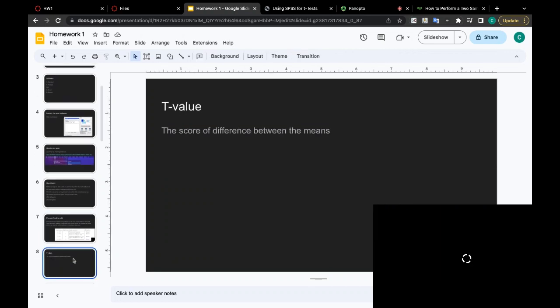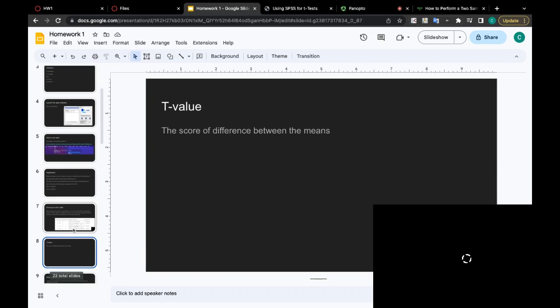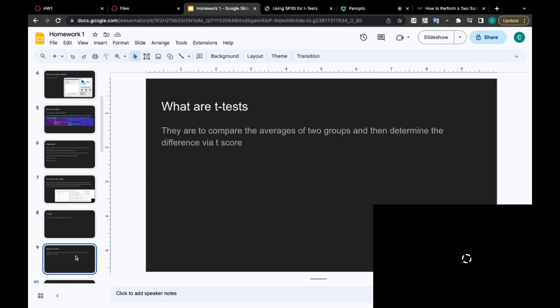Now, t-value. What is a t-value? Since we're talking about the t-test, it's the square difference between the means. That's what we're going to talk about. We're talking about the t-test, so t-values are going to come up. Now, what are t-tests? They are used to compare the averages of two groups and then determine the difference via the t-score, which, fun fact, let's go back one slide. T-value.